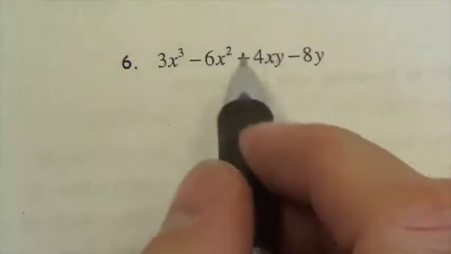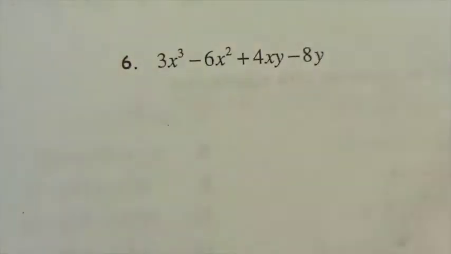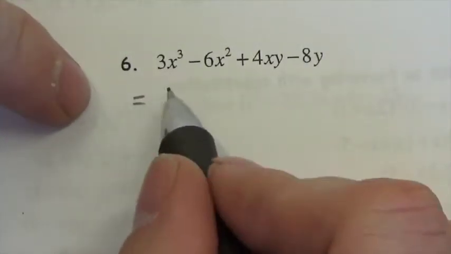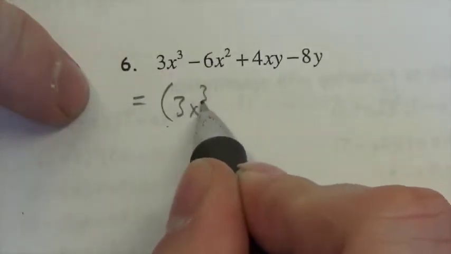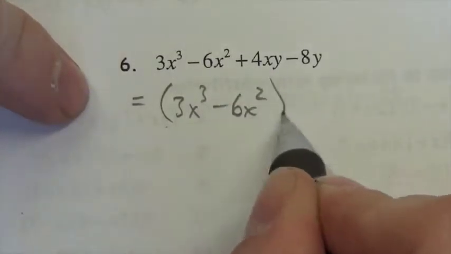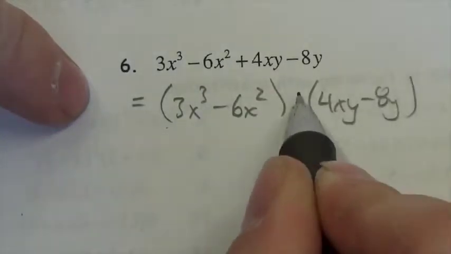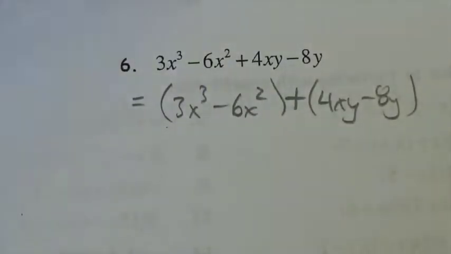Okay, 3x cubed minus 6x squared plus 4x... Oh, okay, well there's not a lot that's common. In fact, there's nothing that's common to all of those terms. So again, we group together the first two terms. We group together the last two terms, and we put a big old plus sign in between.